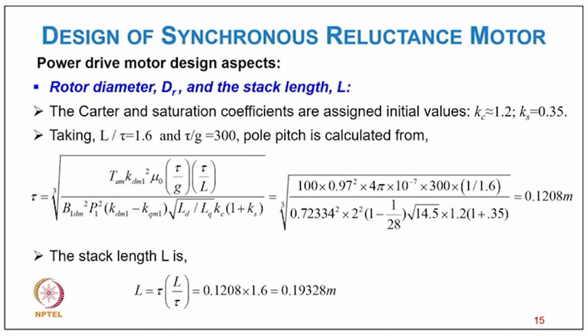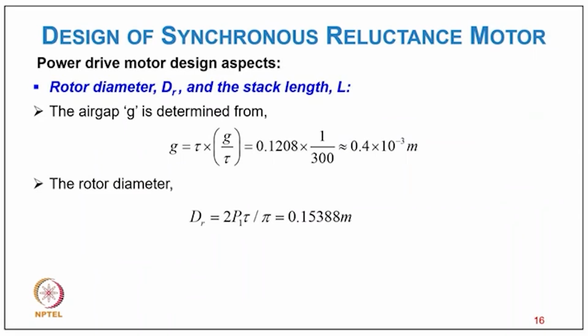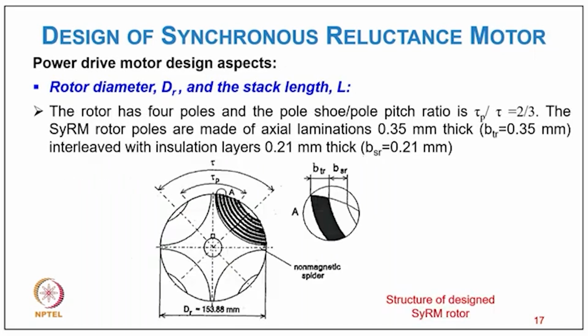The stack length L equals tau into L upon tau, so that comes to around 0.19328 meter, and the air gap g can be determined from tau upon g upon tau; it comes to around 0.4 into 10 power minus 3 meter. The rotor diameter is Dr equals 2 P1 tau upon pi, that comes to 0.15388 meter. The rotor has 4 poles for this condition, and the ratio of pole arc to pole pitch is 2 by 3.